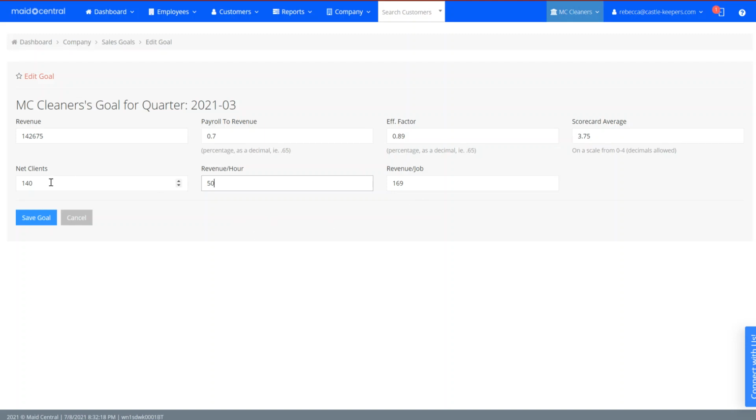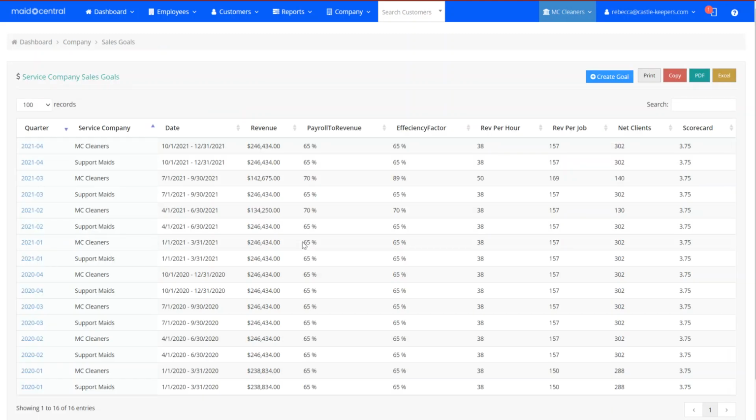So this is where and how you set up your goals for your Spotlight dashboard, and just some logic behind why you would set the goals up according to what kind of revenue growth you're looking for in your business.